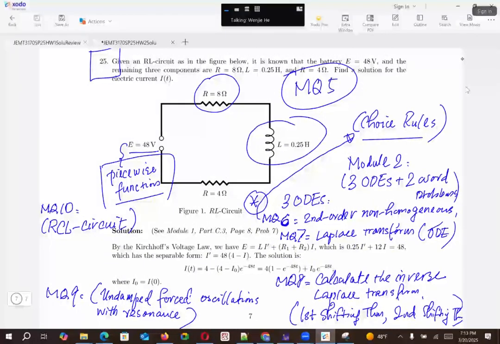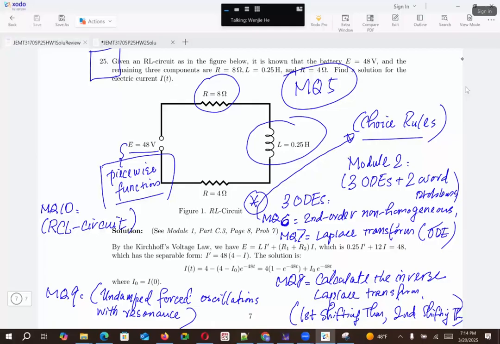So, second order non-homogeneous, because we want to use the choice rule, right? So for MQ6, we want to use the choice rules. Let me give you the specific information about the choice rules. What kind of question, how do I plan to test you?